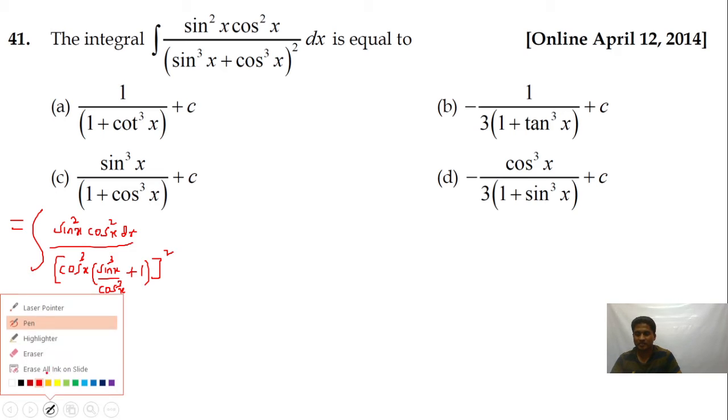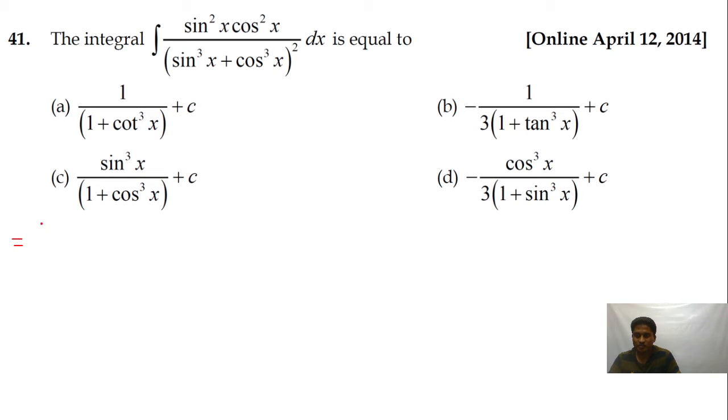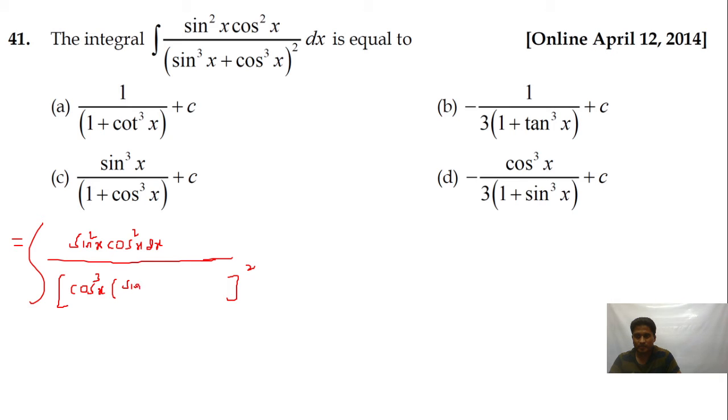So I'll write once again, the numerator is actually sin square x into cos square x dx, upon this whole square, I'll keep as it is. Here I am going to take cos cube x common. So if I take cos cube common, this can be written as sin cube x upon cos cube x.